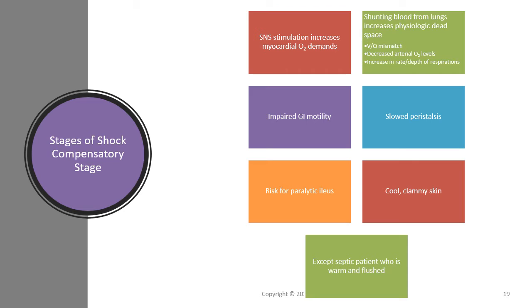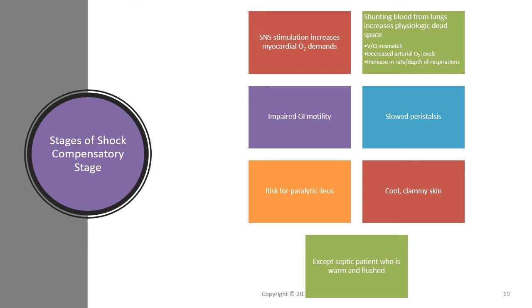Decreased blood flow to the lungs increases the patient's physiologic dead space. Physiologic dead space is the anatomic dead space, which is the amount of air that will not reach gas exchange units, and any inspired air that cannot take part in gas exchange. The clinical result is a ventilation-perfusion mismatch. Some areas of the lung that are being ventilated will not be perfused because of the decreased blood flow to the lungs. Arterial O2 levels will decrease, and the patient will have a compensatory increase in the rate and depth of respiration. The shunting of blood from other organ systems also has clinical results.